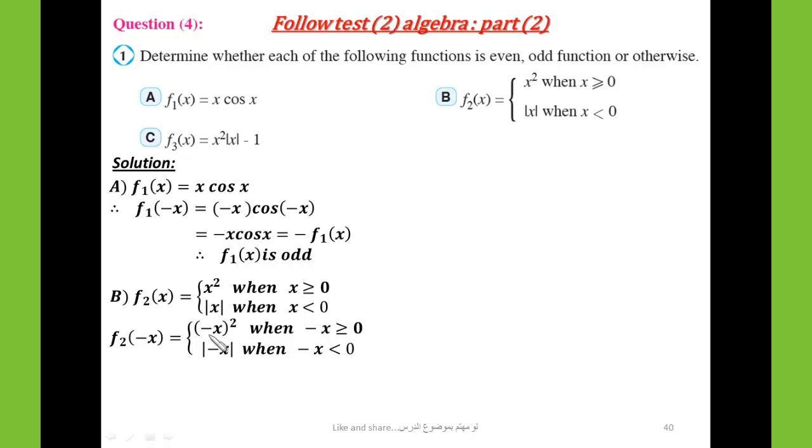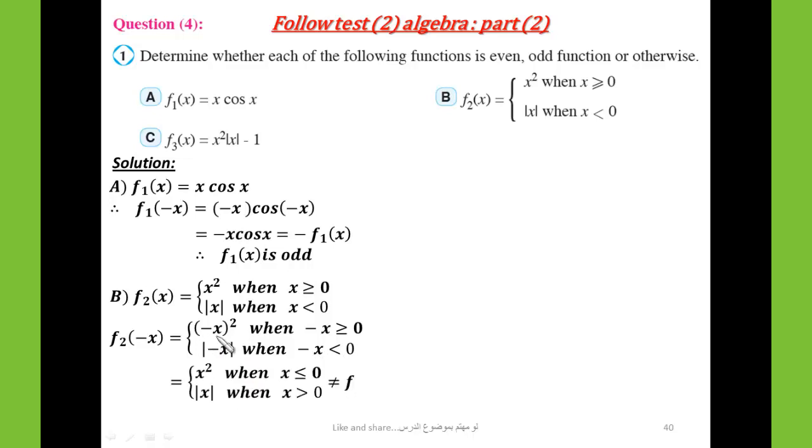So we have negative x all power 2 when negative x is greater than 0. We substitute x equals negative x. And here again we substitute x equals negative x. So we got absolute of negative x when negative x is less than 0. And we simplify this form.